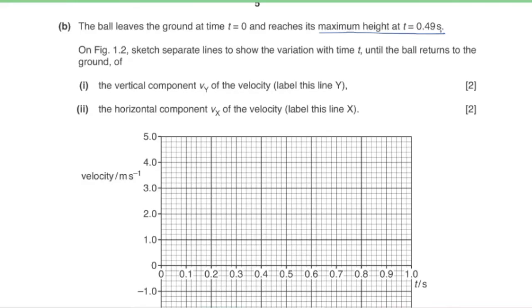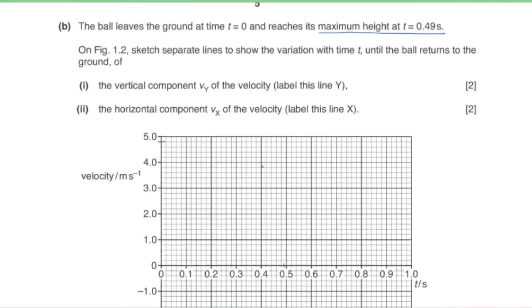Label this line y. So for the vertical component, when the ball rises, the initial speed is 4.8, which lies here, and the final velocity will be 0. And this change in velocity is over a period of 0.49 seconds. So after 0.49 seconds, it has a velocity 0. And remember that acceleration is negative 9.81 as it is rising up in air and air resistance is negligible. So constant negative acceleration whilst rising in air.